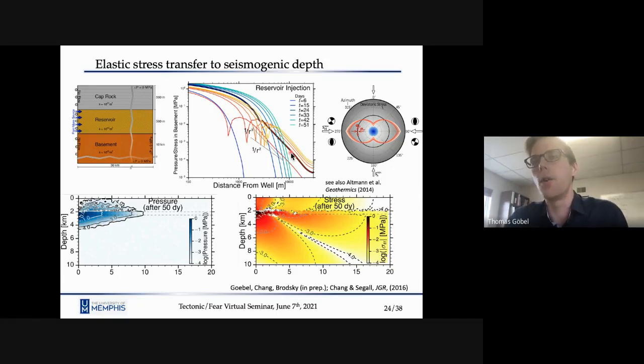Okay, and so both the direction of the tectonic stresses as well as the tectonic faulting regime, if we're in compressional or extensional tectonics, will naturally be important for assessing the poroelastic stress contributions in more detail.